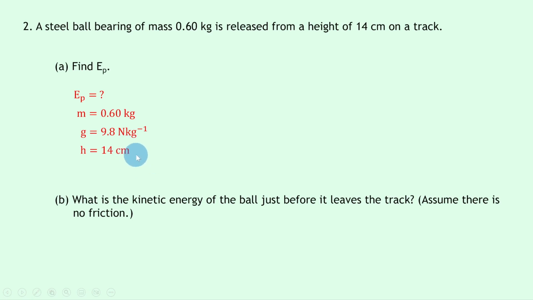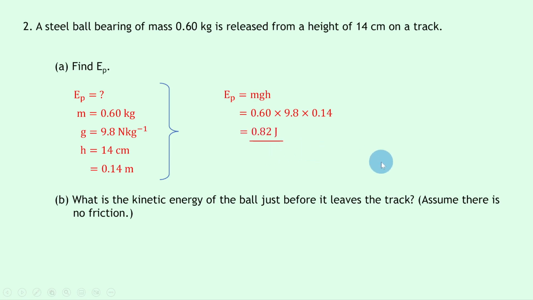But remember, we don't want height in centimeters, we want it in meters. So we're going to convert this into meters by dividing by 100. So we can say that 0.14 meters, and writing down our equation for gravitational potential energy, we have EP equals mgh. Substituting in the numbers gives 0.6 times 9.8 times 0.14, and putting that into your calculator should give you an answer of 0.82 joules.